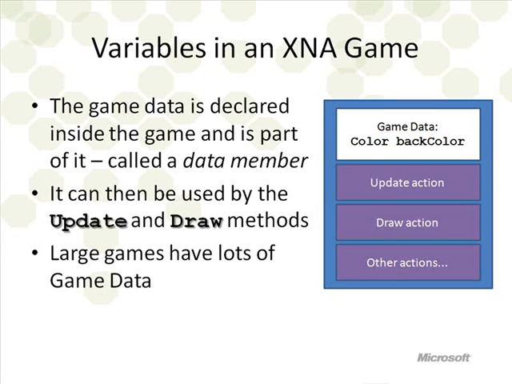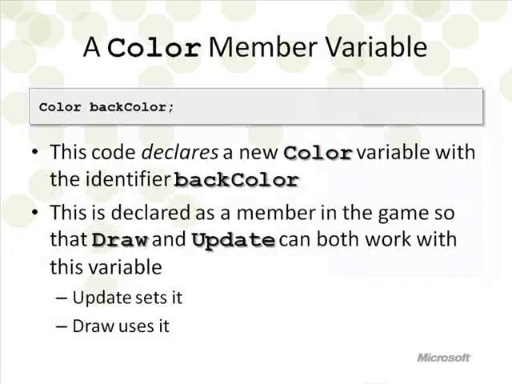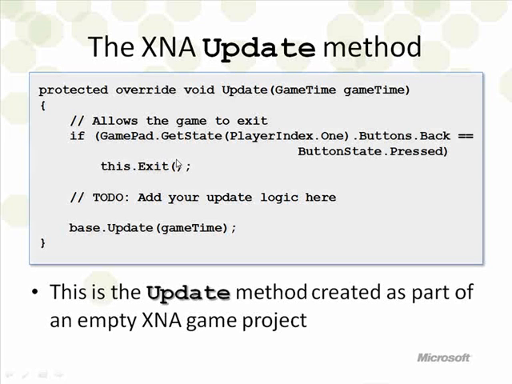It's all actually used by update and draw to make the game work. Okay, so here we go. There it is. New, nice, shiny color variable called BackColor, and we've declared it, and the compiler knows about it, and we're now in business.